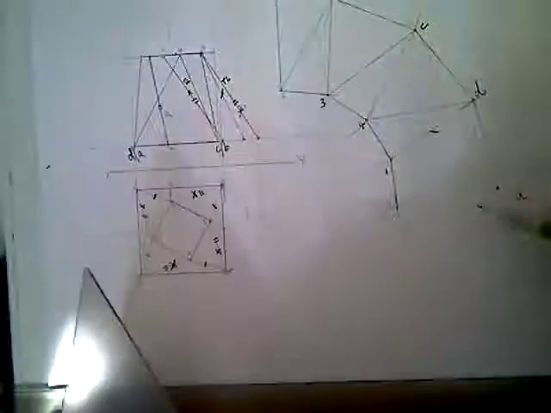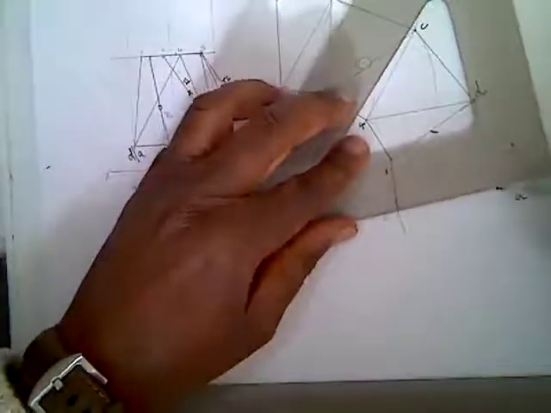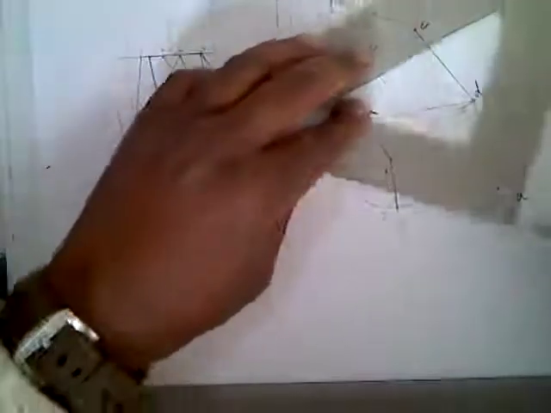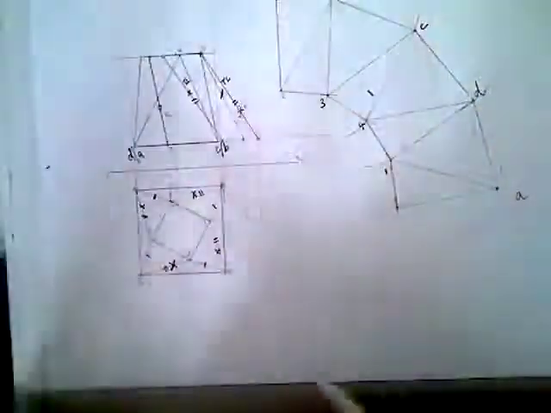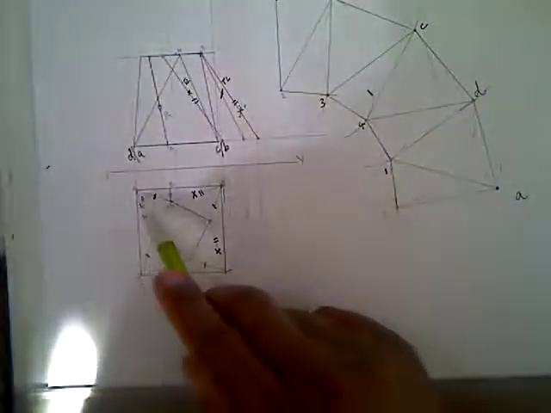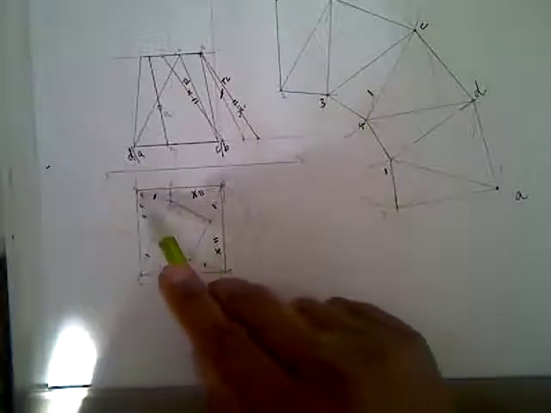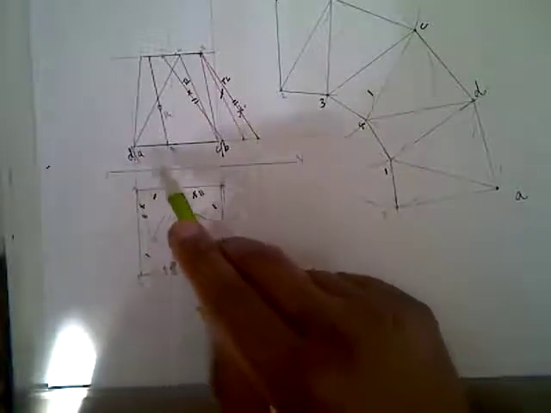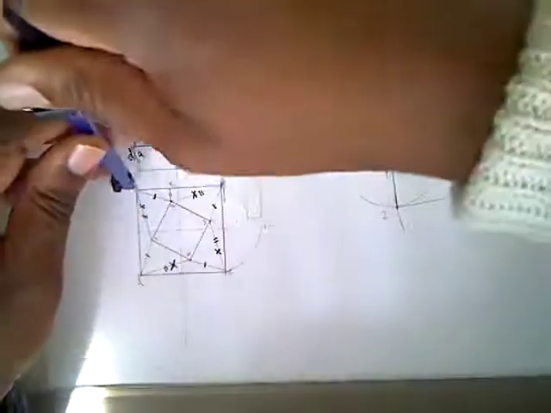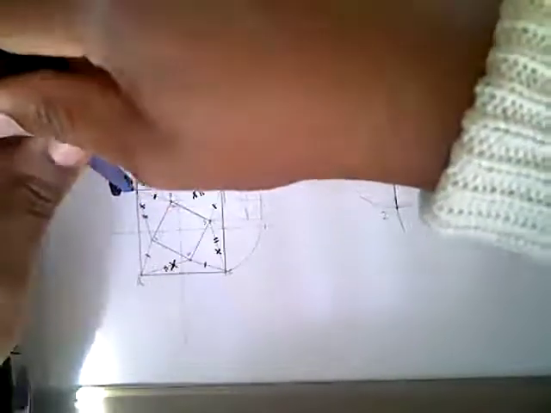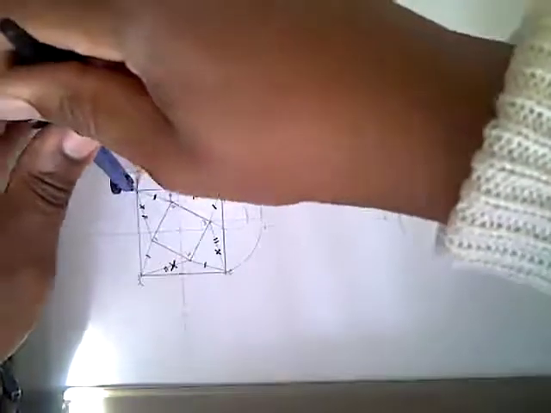Now I must move. That was A22. There was A21, the forward line. A to 2 is there. I must now move from A to K. A to K is parallel to the ground line. A to K is the true length. There is that true length of A to K.